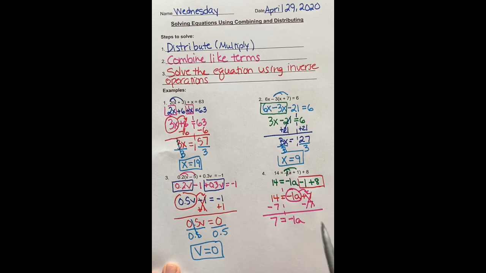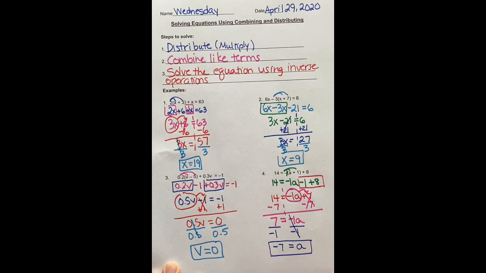So now I have negative 1 multiplying with a. I want to have just what a is. So I have to divide both sides by negative 1 because it's multiplying with the a. The negative 1 eliminates, leaving us with a equals 7 divided by negative 1 is negative 7.